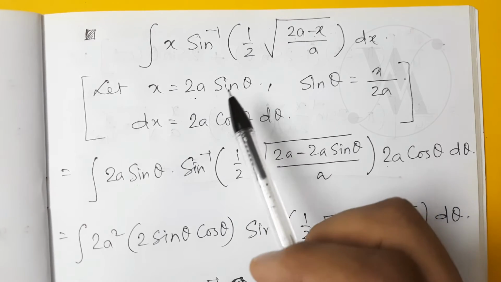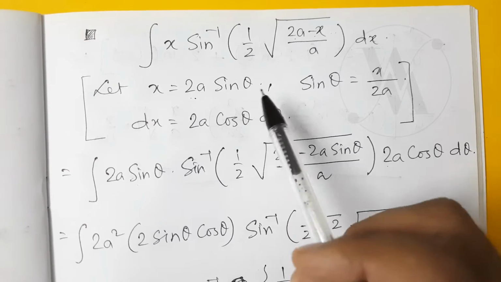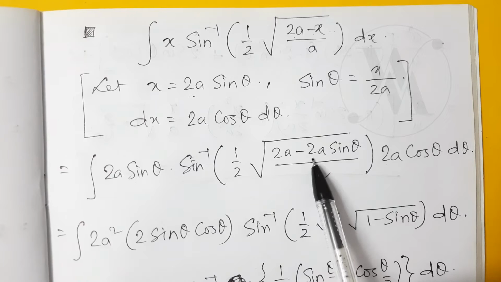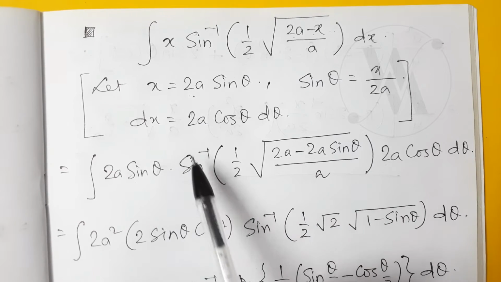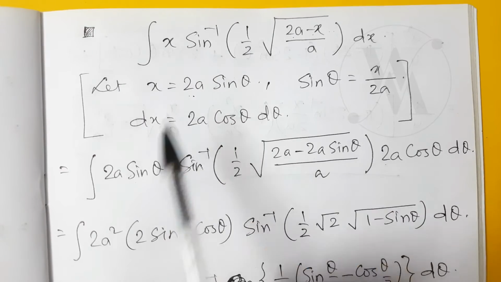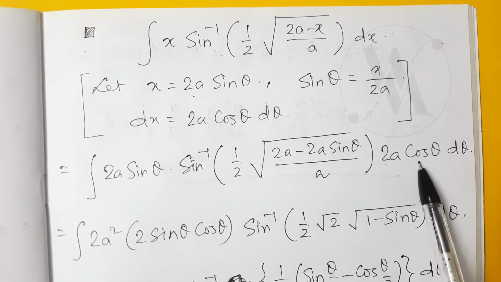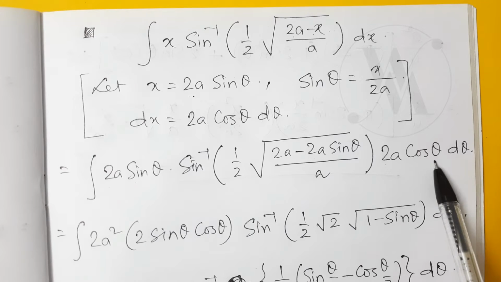Now you can ask why we are picking x equal to 2a sine theta. Because if you substitute here, you will get 2a sine theta, and this a will get cancelled inside this sine inverse. Now in place of x you are getting 2a sine theta, and dx will be substituted by 2a cos theta d theta.